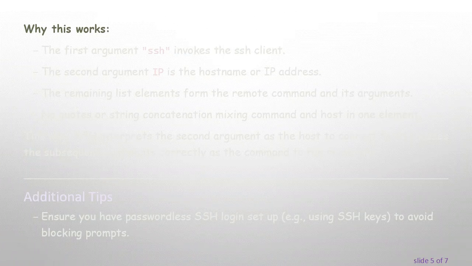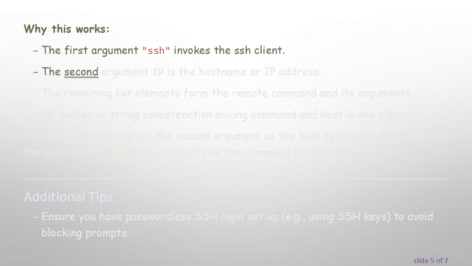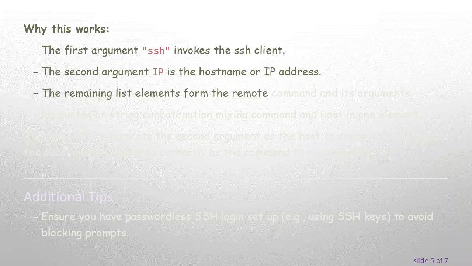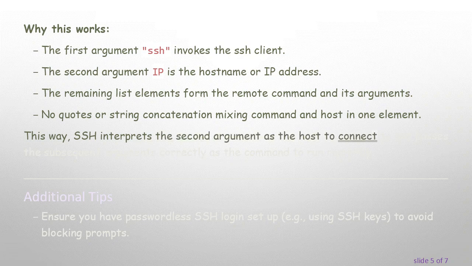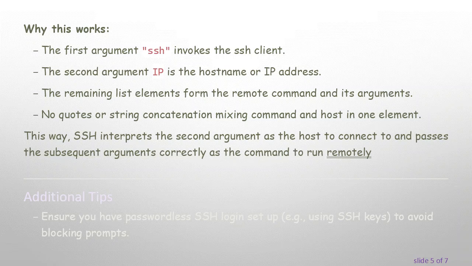Why this works. The first argument, ssh, invokes the SSH client. The second argument, IP, is the host name or IP address. The remaining list elements form the remote command and its arguments. No quotes or string concatenation mixing command and host in one element. This way, SSH interprets the second argument as the host to connect to and passes the subsequent arguments correctly as the command to run remotely.